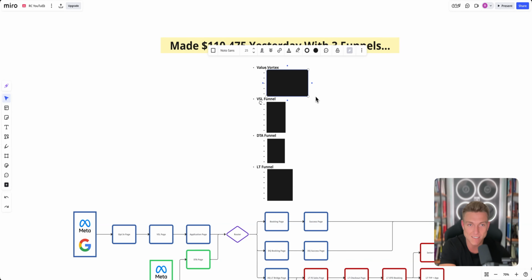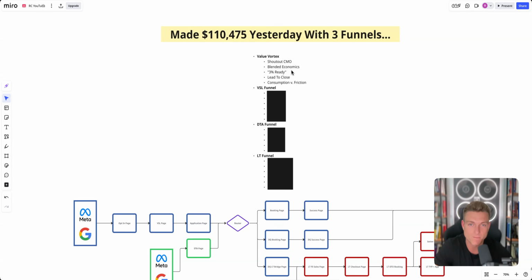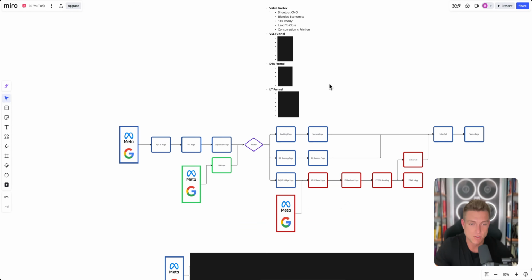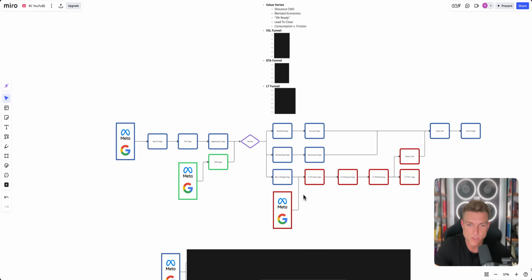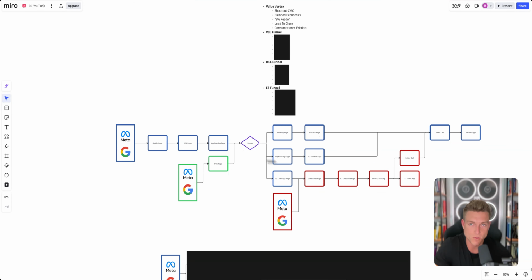So value vortex, I don't know if he came up with this on his own, or I'm just saying he coined it, so this is his phrase. So shout out CMO. He's a rock star. He's taught us so much in a very short time of being here. But the value vortex essentially, which you've seen if you've seen the other videos on the channel, is the funnel structure of what we're currently running. So I'm going to do a quick overview of this.